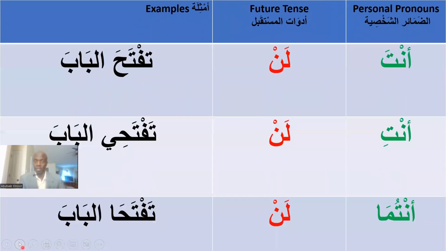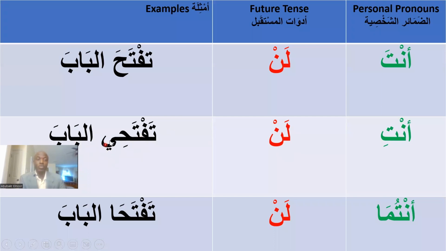Moving to the second person, أنت, you singular masculine. أنت لن تفتح الباب. You, singular masculine, will not open the door. أنت, and I want you to watch this, and the one that follows. أنت لن تفتحي الباب. You, singular feminine, will not open the door.